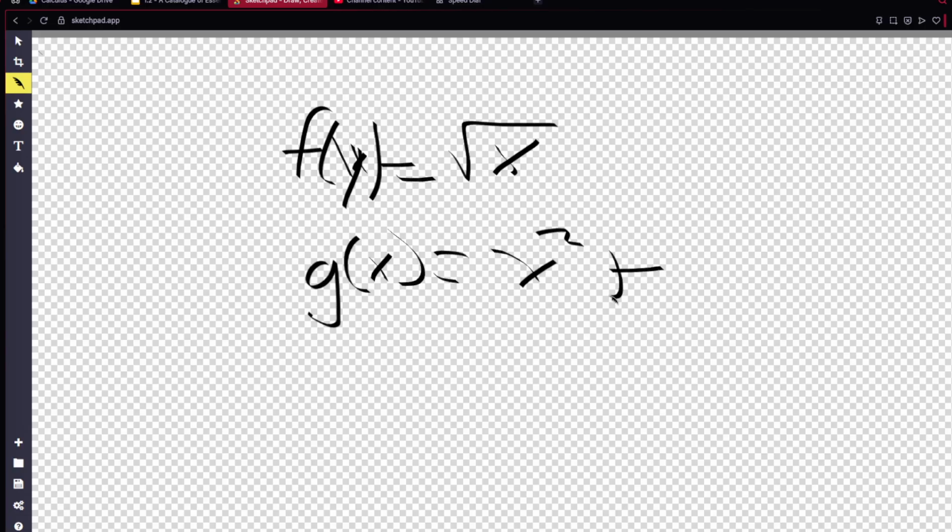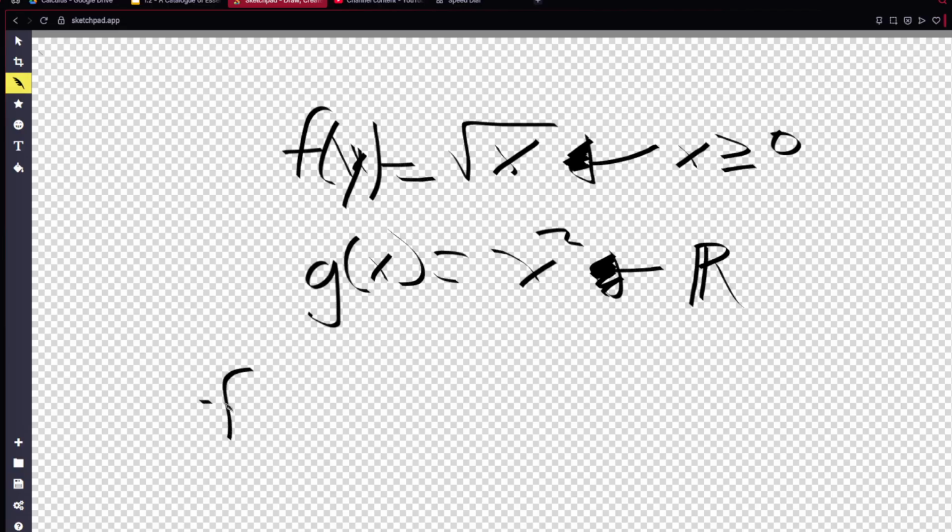What's the domain for this? The domain of g is going to be all real numbers, because for negative numbers there's nothing that makes it undefined. We say real because imaginary ones would still be defined. But for the square root, the only numbers defined are x greater than or equal to 0, because you can't take negative roots.